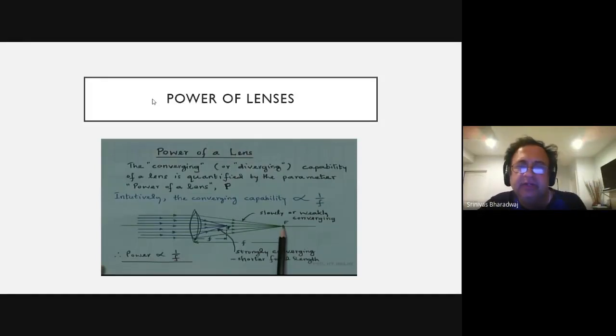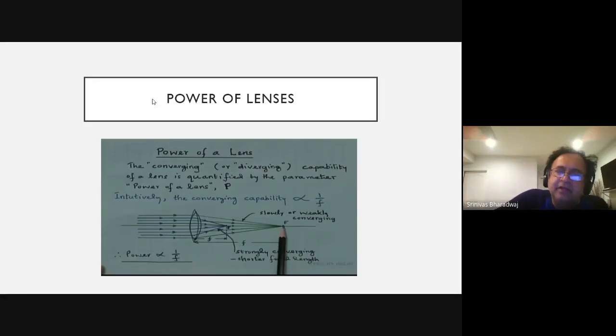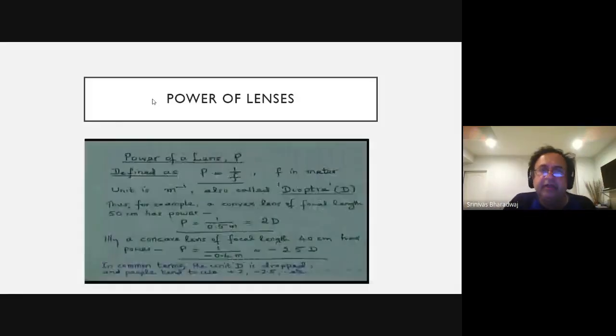So intuitively, what is the power of a lens? It is the converging capability, how sharply it converges. If it converges very sharply, then it has a greater power. So the smaller the f, the greater the power. If it converges right in front of the lens, then you have great power in the lens.